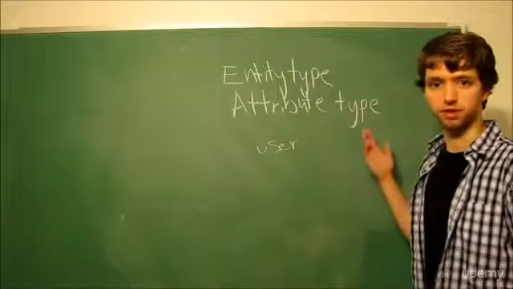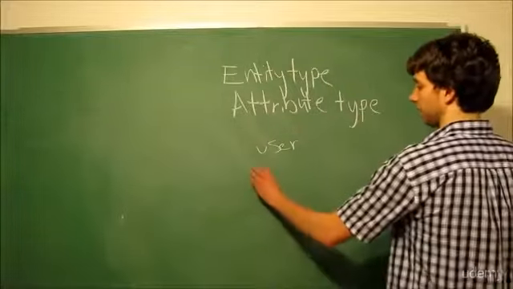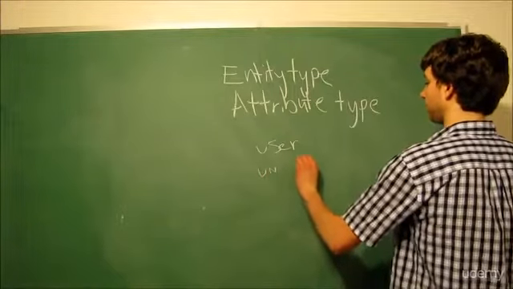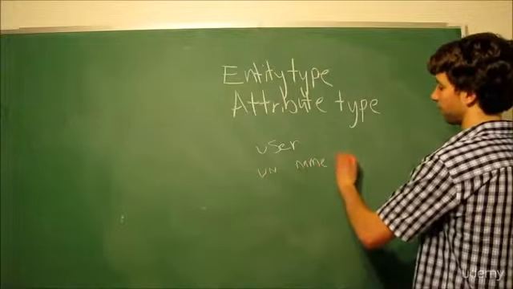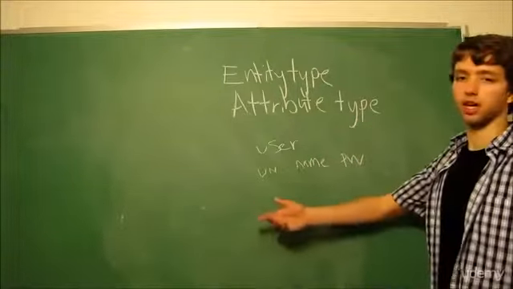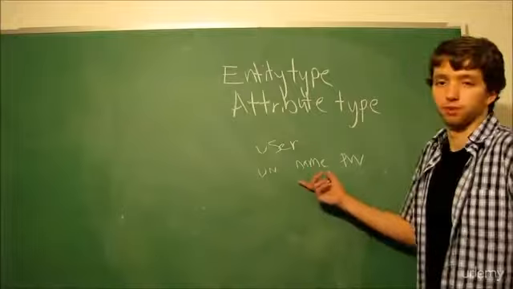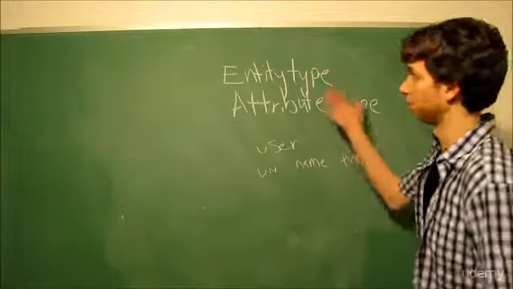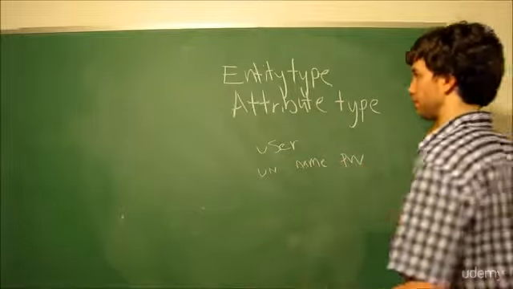The attribute type is basically the categories of attributes. So we had the username, we had the name, we had the password. These are attribute types because we don't actually have a specific value. No one's name is name. When we actually give these specific values, they no longer become types and they become specific examples.